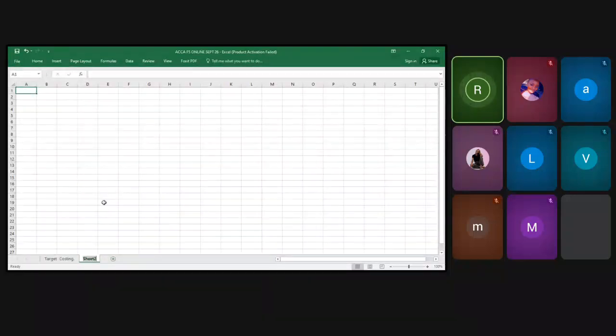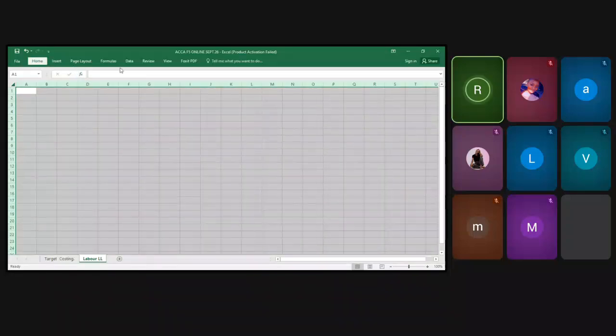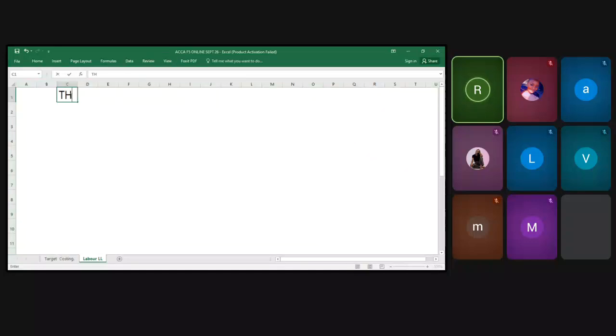Let us then move on to the next topic, which is labor learning rates, or theory of labor. Let me just adjust my sheet here. Font size, let me put at 28 from the previous item. Remove this. All right, theory of labor.